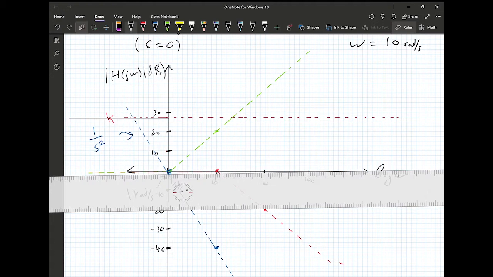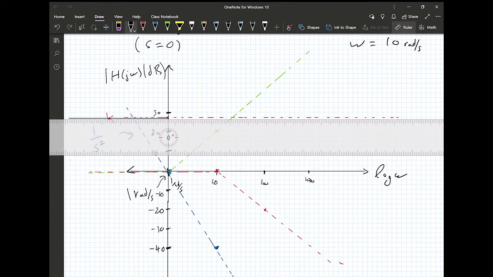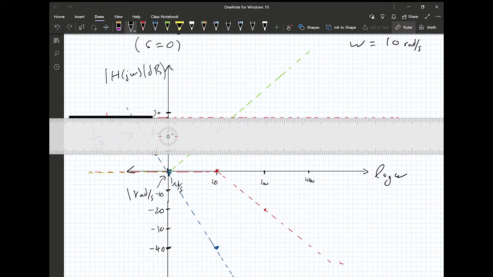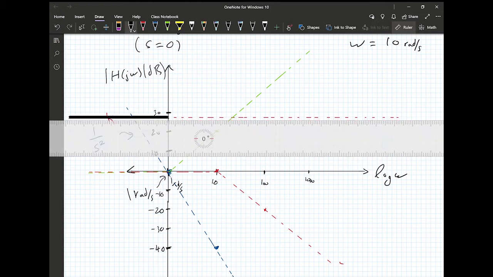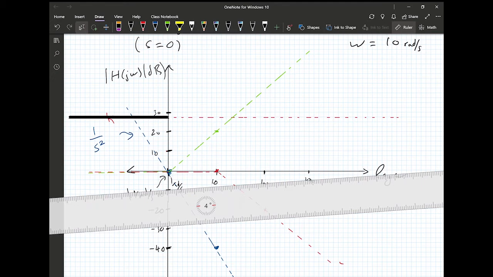Actually, let me see if I can increase the width of my pen. Oh, perhaps I can. So let me increase the width so that it's clearer what we are plotting. Okay, this is better. It might be too wide, but that's fine. So this is now at 0.